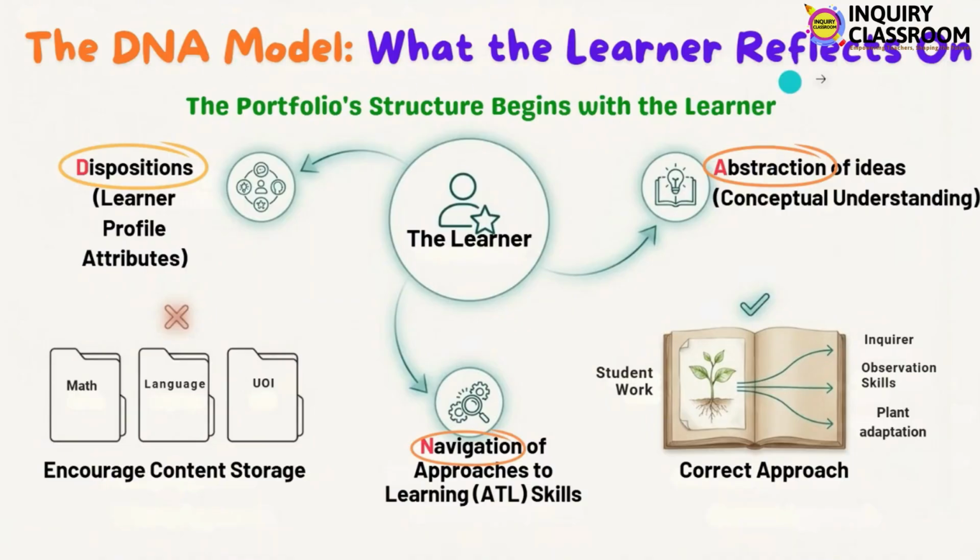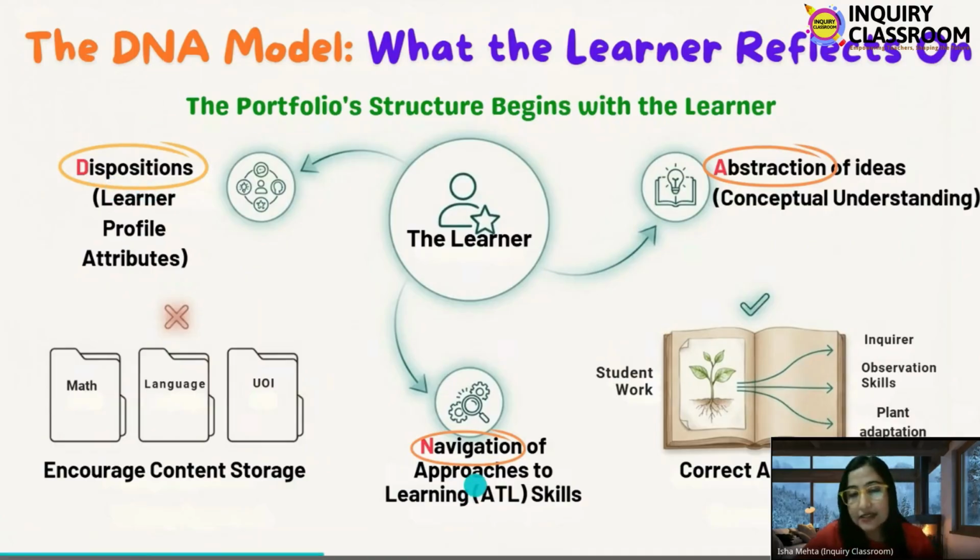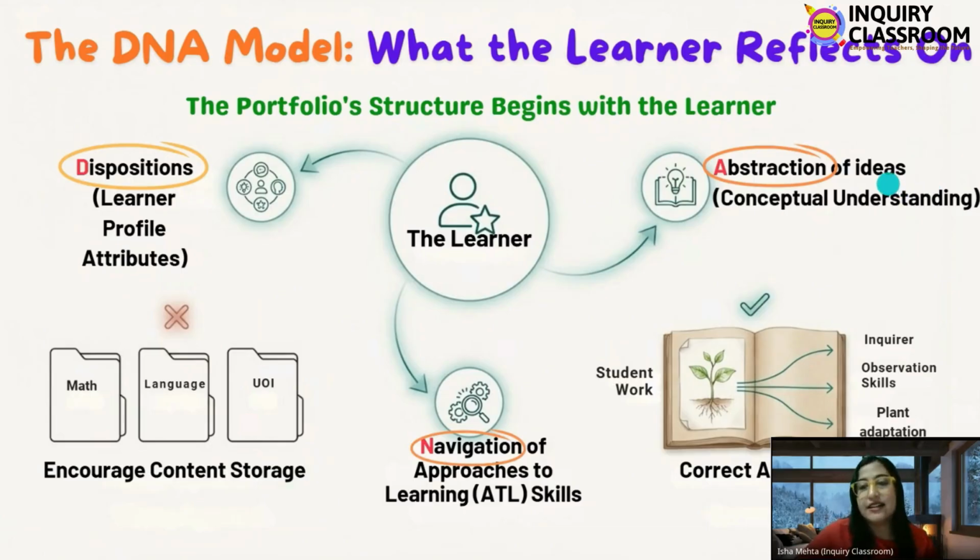Okay, so it is called the DNA model, and I really love this. What the learner reflects upon answers the question, and the learner is kept in the center. That's why we talk a lot about learner agency. So it's all about learner's choice. So DNA: D stands for dispositions, that is the learner profile attributes. N is the navigation of ATL skills, approaches to learning skills. And then A stands for abstraction of ideas, that is directly connected with the conceptual understanding.